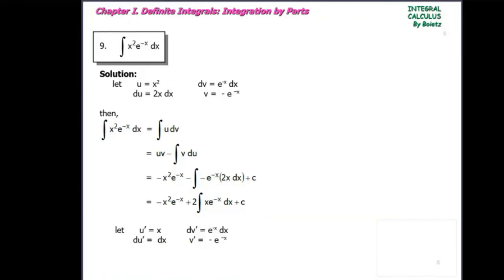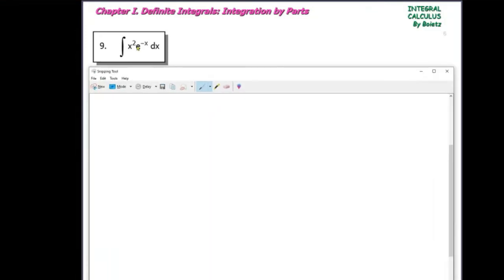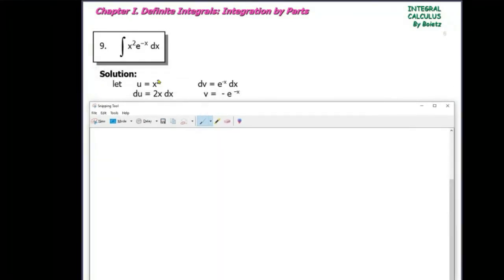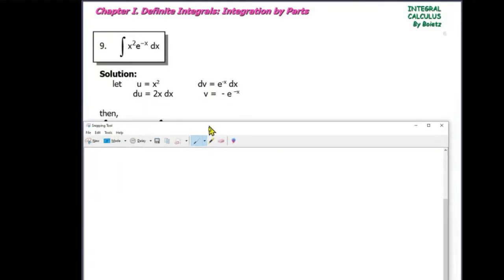Number 9. So what is this one? It is like algebraic and exponential. So, LIATE, algebraic goes first again. So, let u is equal to x squared, then your du is 2x dx. Then your dv is e to the negative x dx. Then integrate, you know that, negative e to the negative x.